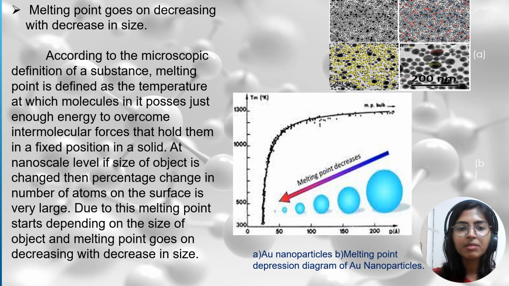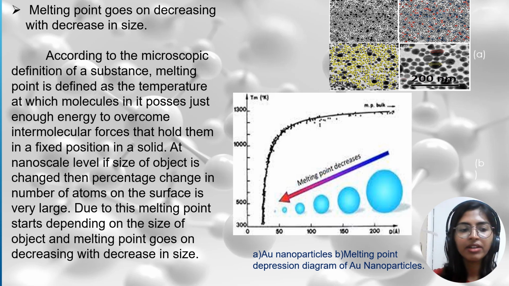Melting point can be simply defined as the temperature at which a solid turns to liquid. According to the microscopic definition of a substance, it is defined as the temperature at which molecules in it possess just enough energy to overcome intermolecular forces that hold them in a fixed position in a solid. Atoms on the surface of a substance require less energy to move because they are in contact with a lesser number of atoms of the substance, while atoms inside the bulk of the sample are surrounded by a large number of atoms and require more energy to move.